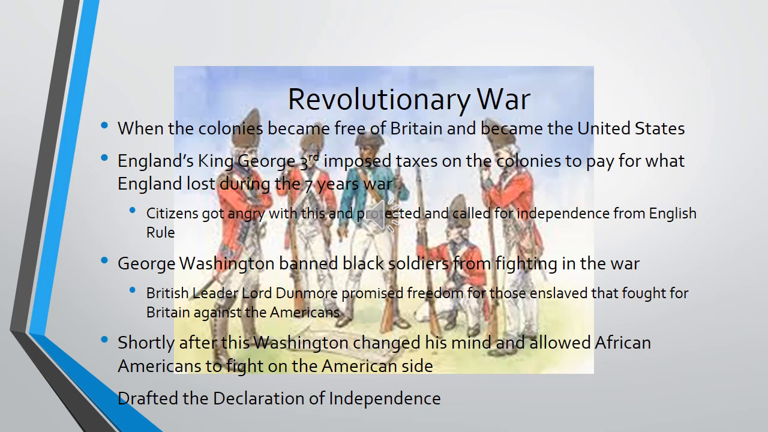George Washington, in the beginning, banned black soldiers from fighting in the war, but British leader Lord Dunmore promised freedom to those enslaved who fought for Britain against the Americans. Shortly after this, Washington changed his mind and allowed African Americans to fight on the American side. The Revolutionary War led to the Declaration of Independence being drafted.